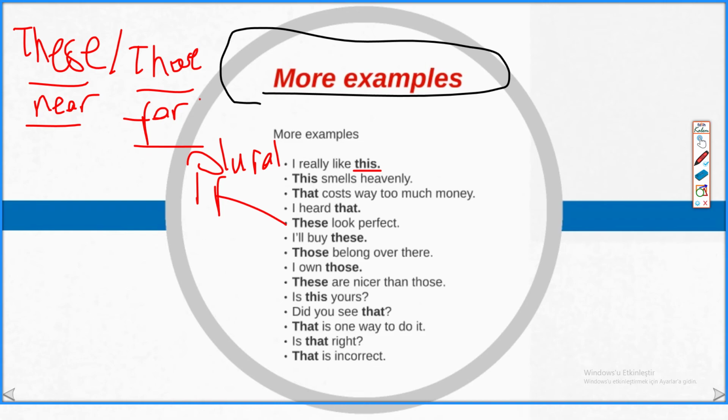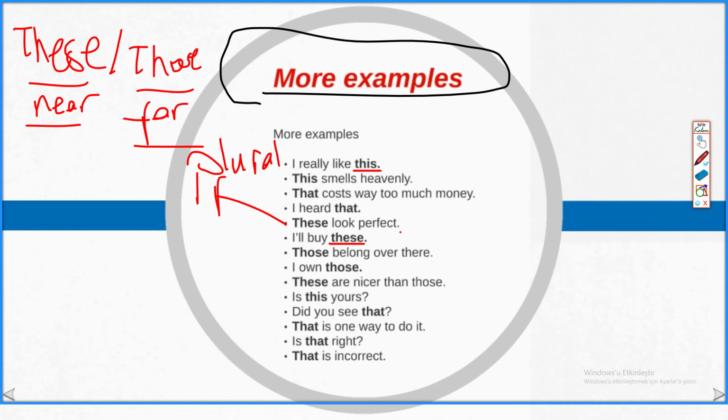Okay. "I will buy these shoes," or "Those belong over there." Those, I mean plural but not near. "I own those houses." I got paid for them and I own those houses. "These are nicer than those." It means these are here but those are not here.